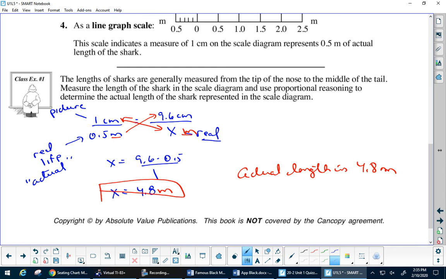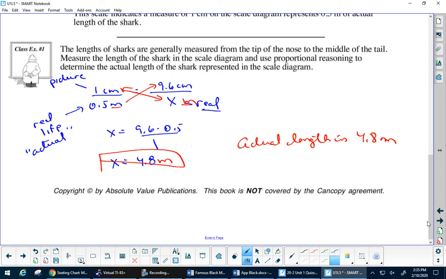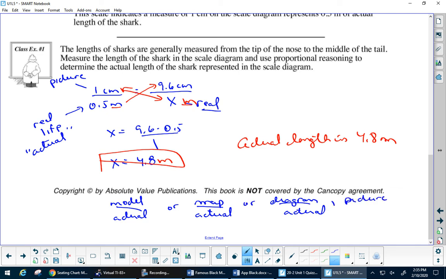Okay, so here's all the situations we can have. We'll just write them down here. You can have model over actual, or map over actual. Like map is just a scale drawing, or diagram over actual, picture over actual. Okay, so we don't want to ever confuse this. The real life, and you know what I mean by actual, real life. In real life, that's always going to go on the bottom. The picture, map, whatever will always be on the top.